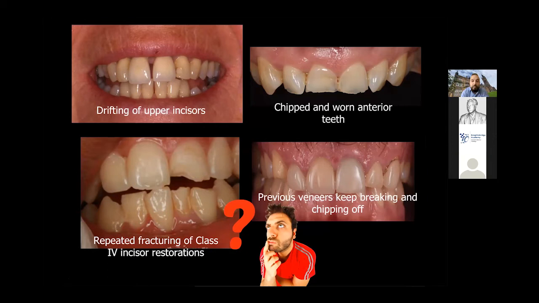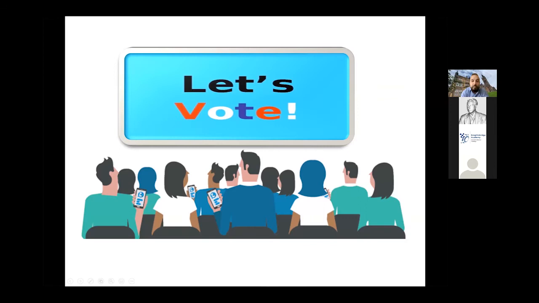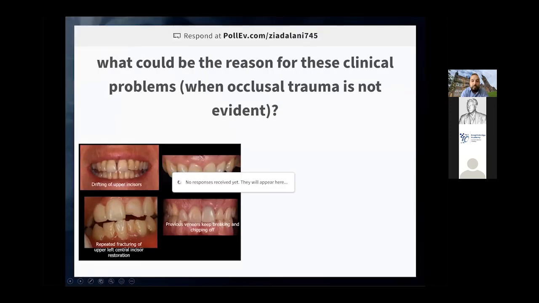I just want you to think about what could be the cause of this drifting of upper incisors of this patient, chipped and worn anterior teeth of the other patient, repeated fracturing of class 4 incisor composite restorations, or for example previous veneers that keep breaking and chipping off. All of this is related to anterior teeth and anterior restorations. What could be the reason? Let's vote for that, when occlusal trauma is not evident.